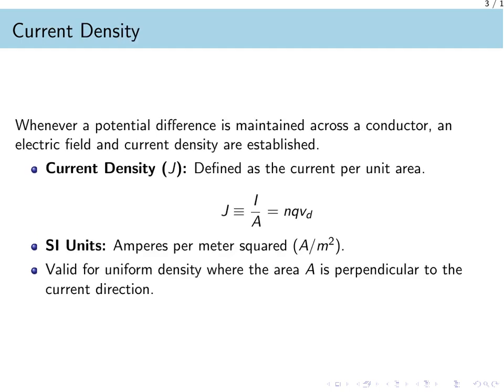Whenever a potential difference is maintained across a conductor, it establishes both an electric field and a current density within the material. We define current density, represented by the letter J, as the current per unit area. Mathematically, J equals the current divided by the cross-sectional area. It is also equal to the product of the charge carrier density, the charge, and the drift speed. The standard unit for current density is amperes per square meter.